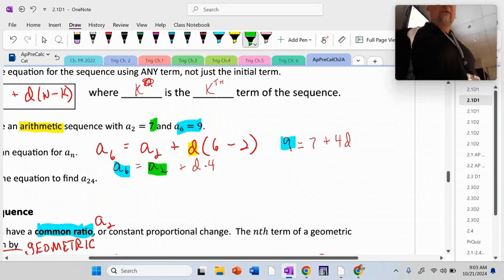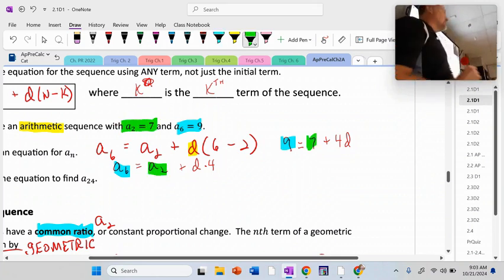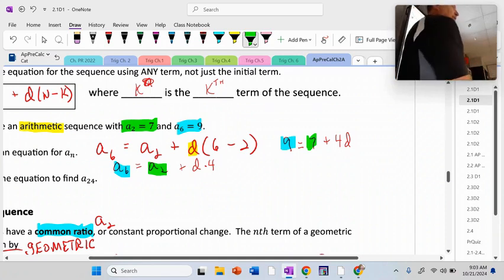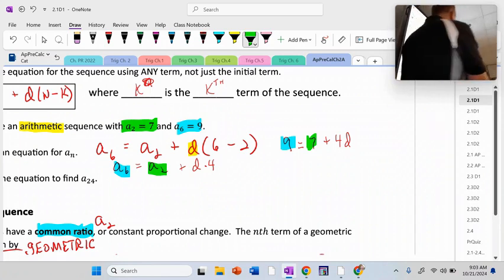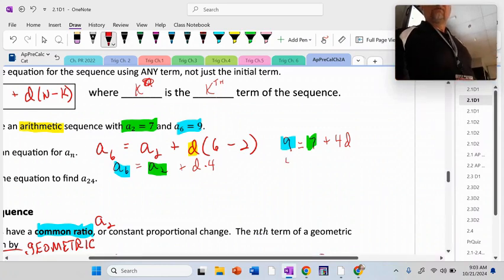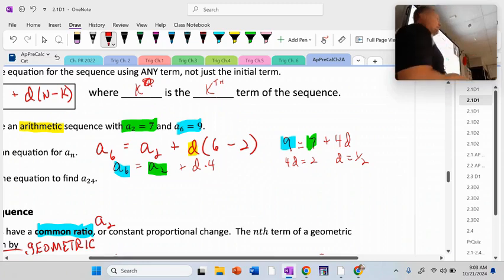And a sub 2 is 7. So I replace those names with the actual values. And now look what I have is D. So all I have to do is solve for D. So 4D equals 9 minus 7, which is 2. D equals a half.